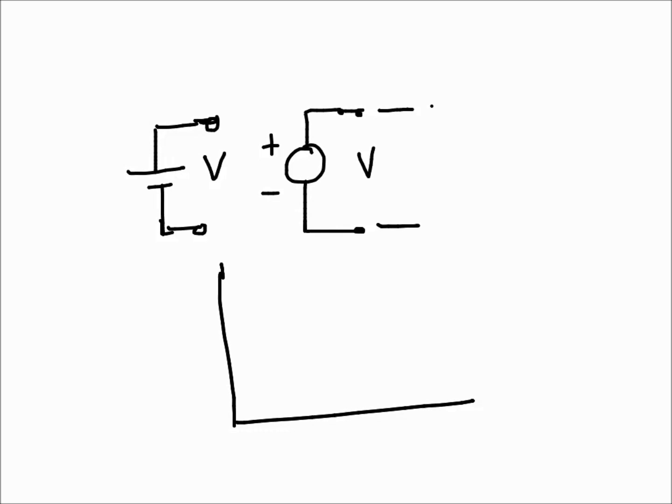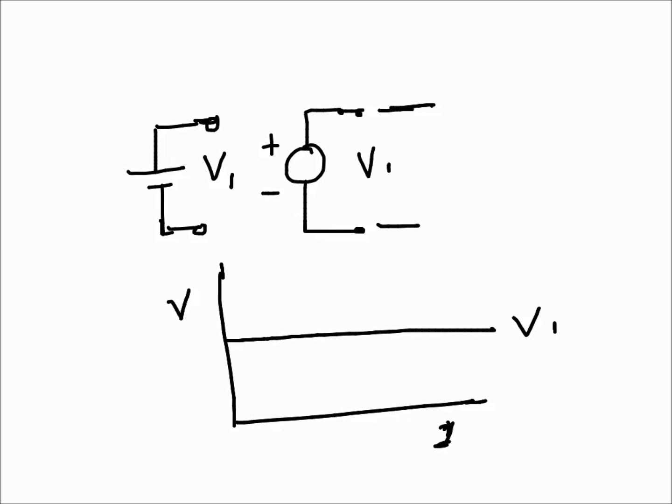So whatever the current is, and if this is voltage, say this is V1, the voltage will always be constant. Current will change according to the connected load, but voltage will always be constant.